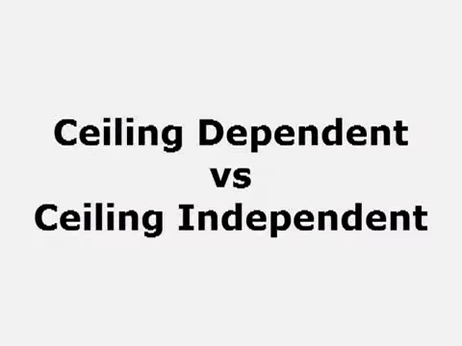Today we're going to talk about ceiling dependent and ceiling independent diffusers. A lot of buildings have open ceiling designs these days. In a typical building with a ceiling, the diffusers are mounted flush to the ceiling so they line up with the ceiling grid. In an open ceiling system, the diffusers and ductwork are exposed overhead.